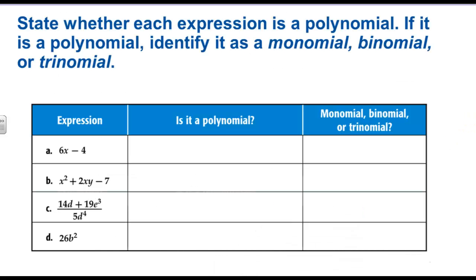So now we're going to identify some of these things. We want to take a look at all the powers in each monomial term. So in this first problem, I have a variable of 1, no power written, so it's an unwritten power of 1. And therefore, yes, this is a polynomial term. And is it a monomial, binomial, or trinomial? There's two monomial terms in this, so this is a binomial.